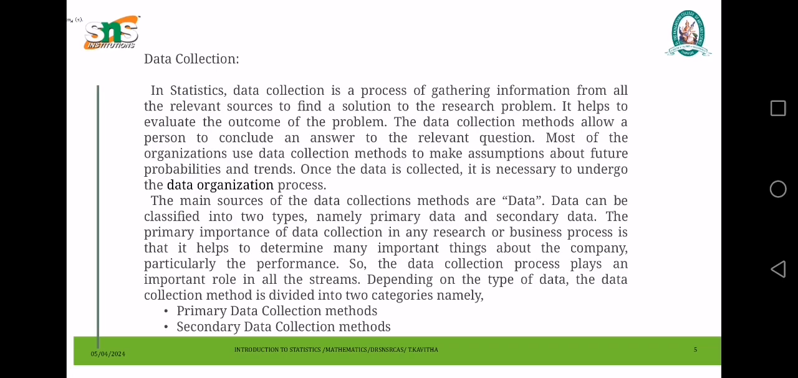The main sources of the data collection methods are data. Data can be classified into two types, namely primary and secondary data. The primary importance of data collection in any research or business process is that it helps to determine many important things about the company, particularly the performance. So the data collection process plays an important role in all the streams. Depending on the types of data, the data collection method is divided into two categories, namely primary data collection methods and secondary data collection methods.